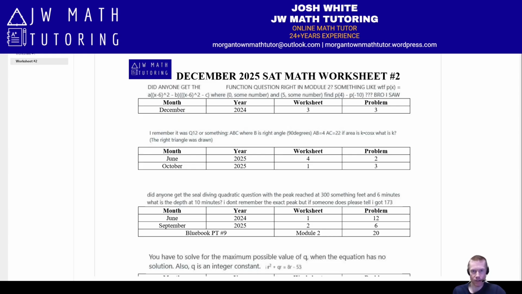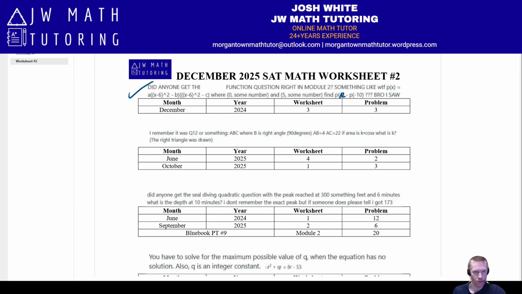And the way this works out is that basically the function is symmetric, where if you plug in 0 here, you get -6 squared. So the other point, in this example, would probably be 12, because if you plug in 12, you get +6 squared. And so the point is you get the same value. Anyways, check it out, December 2024, worksheet number 3, problem 3.